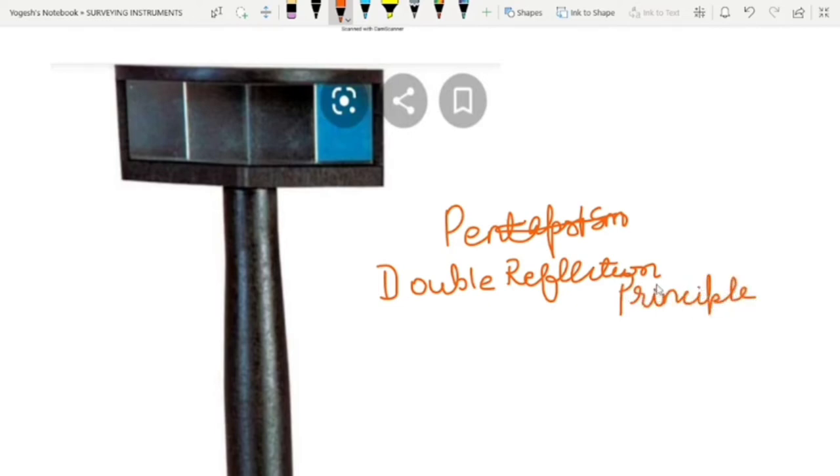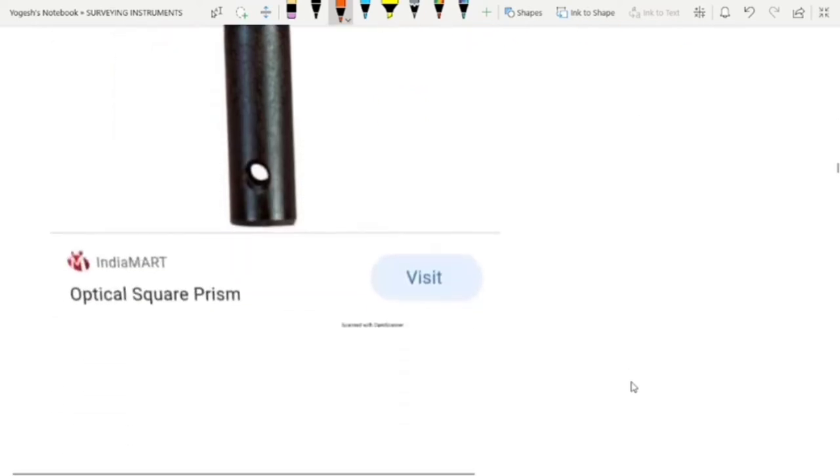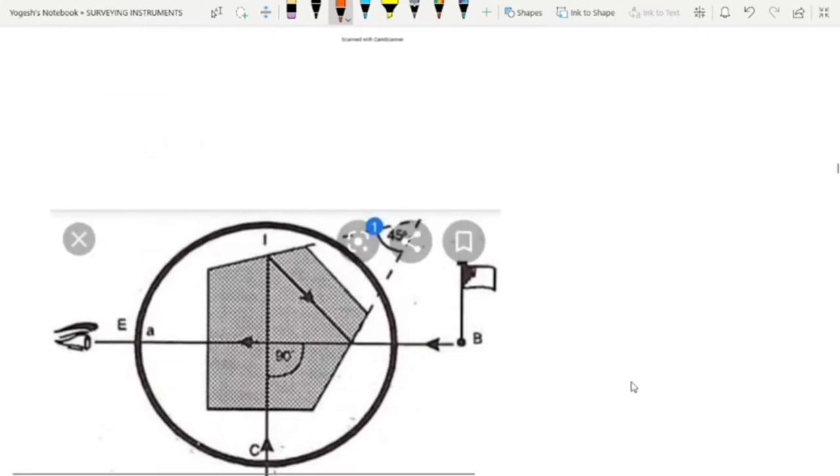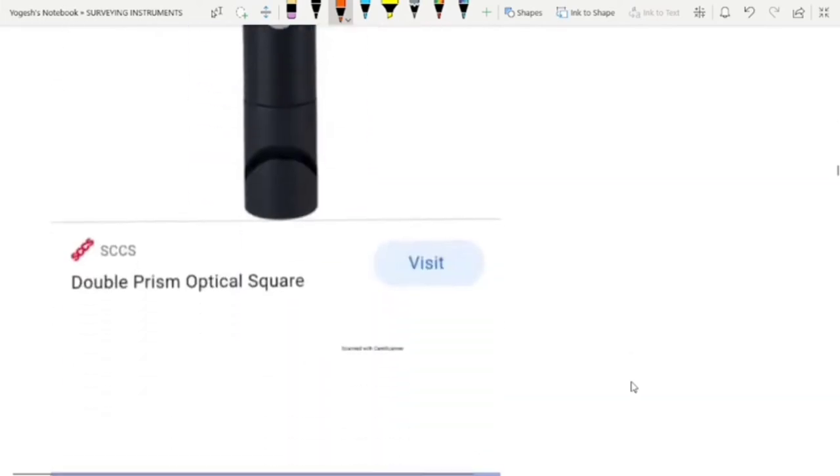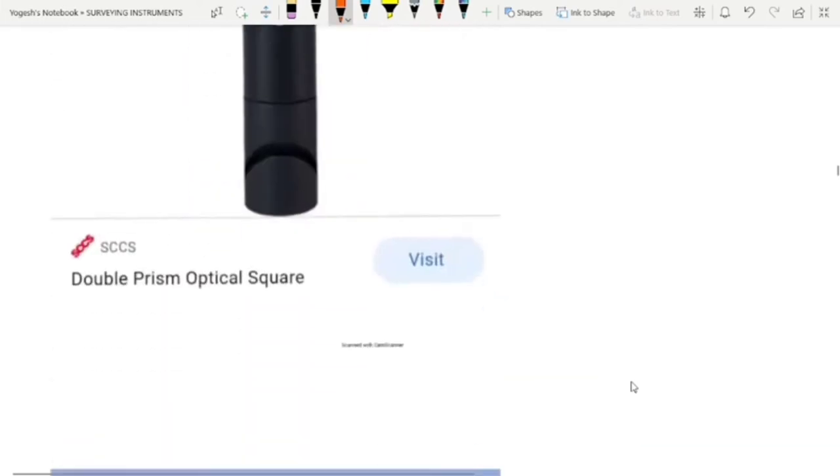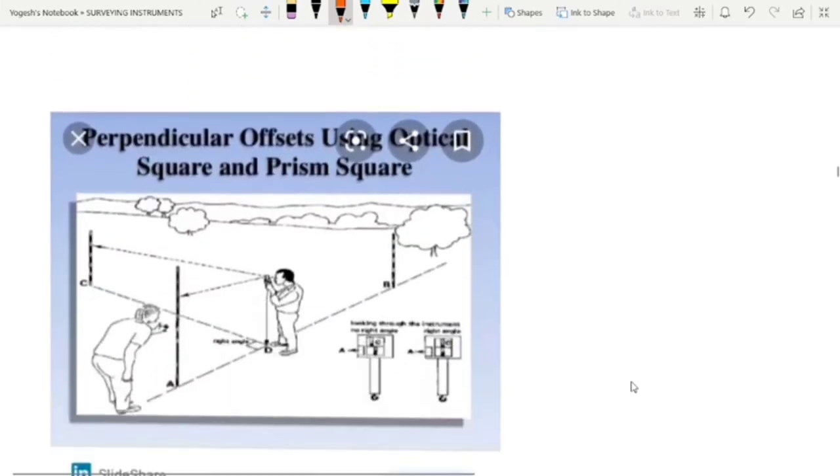These are the various important characteristics of the optical square and prism square. This is a prism square, a double reflection principle square. These are the perpendicular and oblique offsets. This is the perpendicular offset. This is the oblique offset.